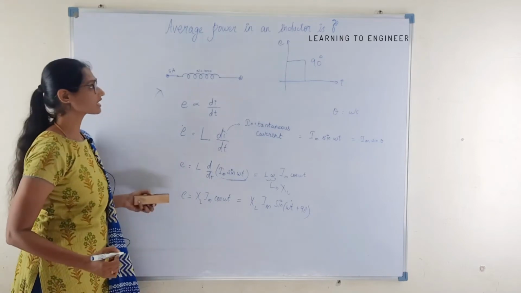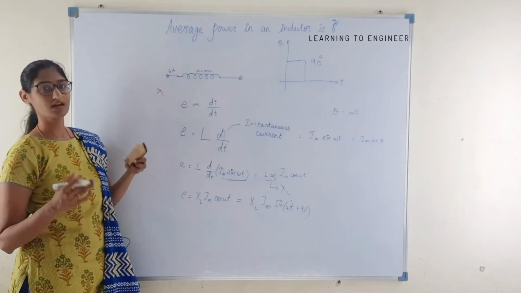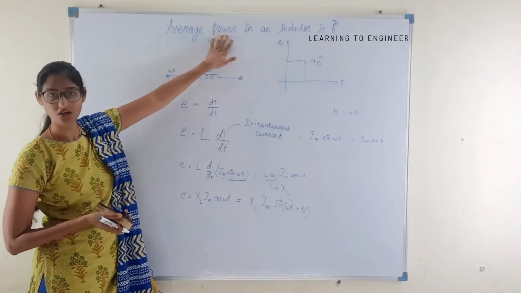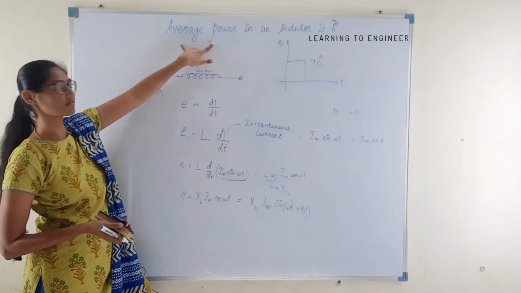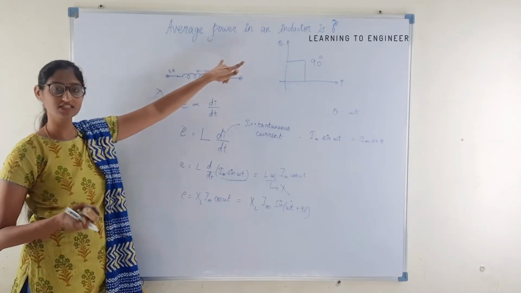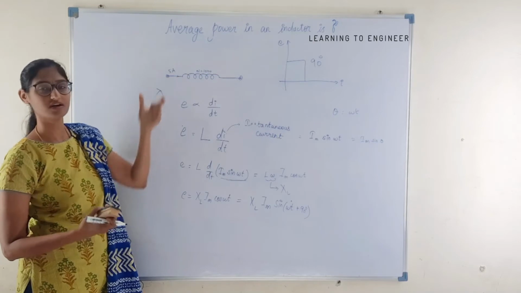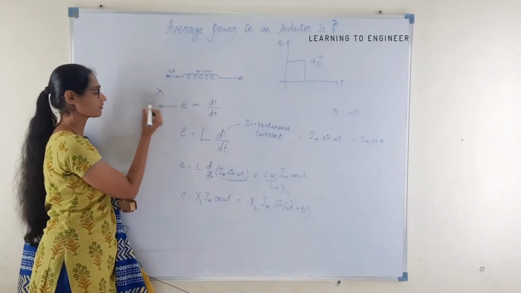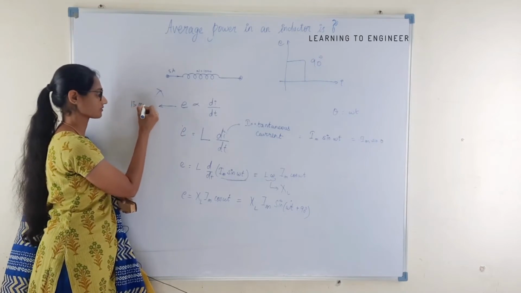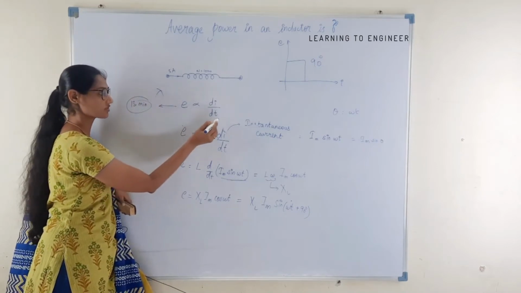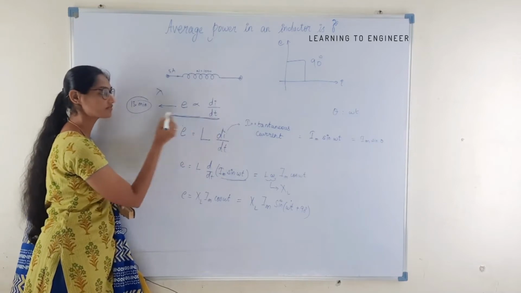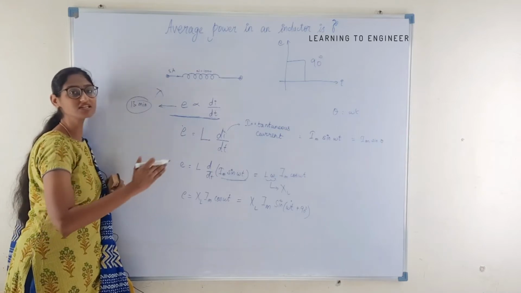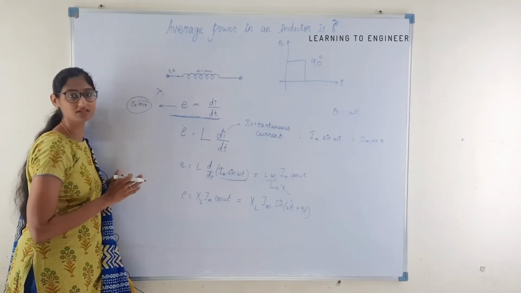So let us come back to the original question. What is average power? First of all, what is power? Power is voltage into current. Average power means the power that is absorbed by the inductor in one particular interval of time. Let us say you are passing this current for 15 minutes. This rate of change of current and this EMF happen for 15 minutes. In this 15-minute duration, what is the average power that's absorbed by this inductor?